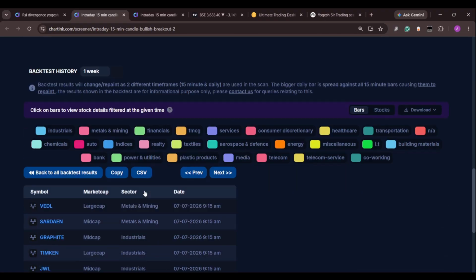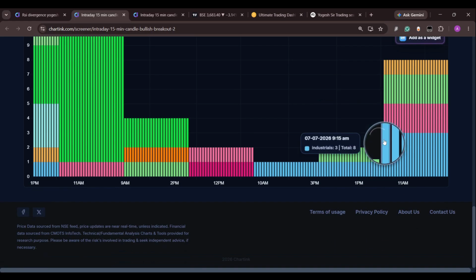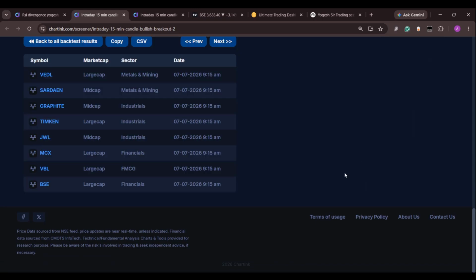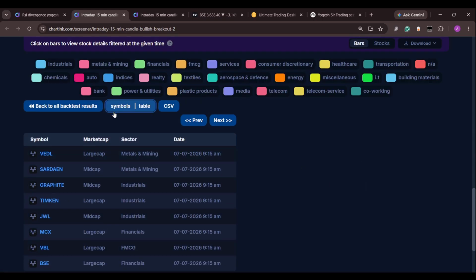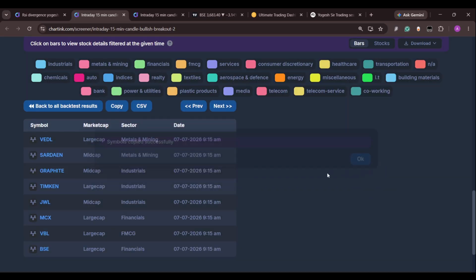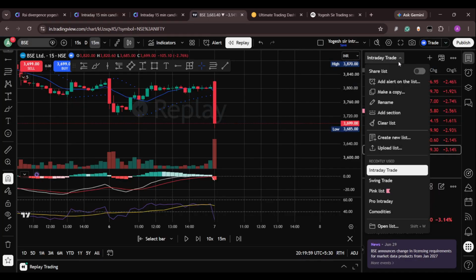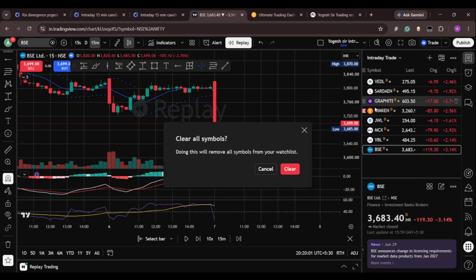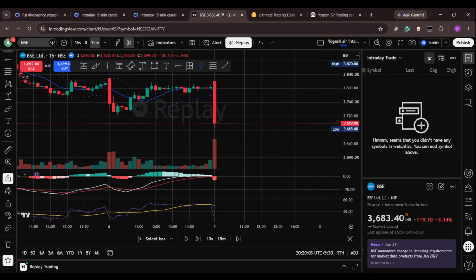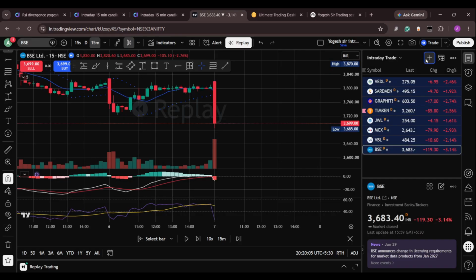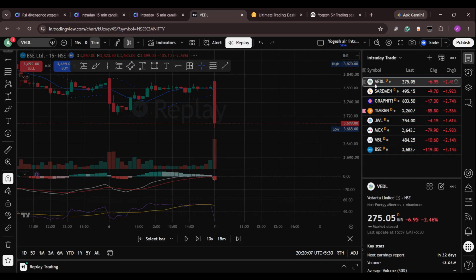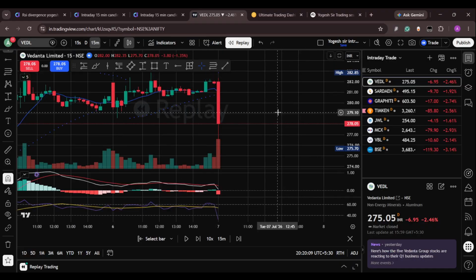So I will pick up my stocks at 9:15 in the morning. These are the stocks that I get. I've copied this. Let's go to add my stocks.